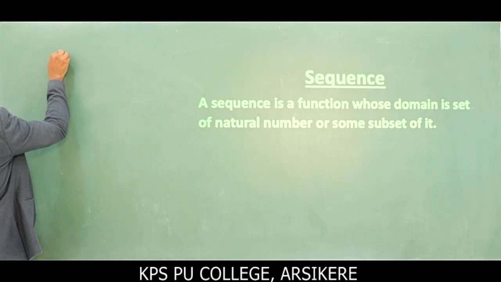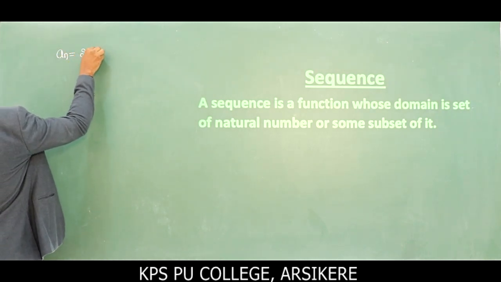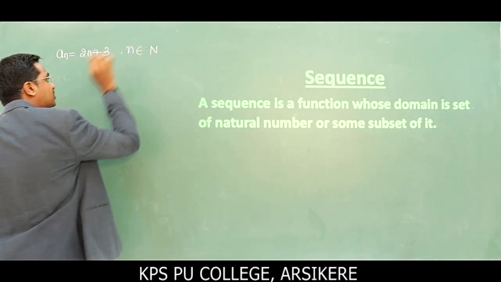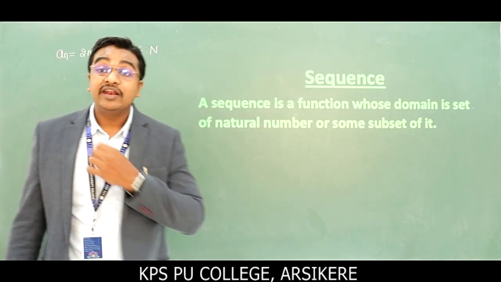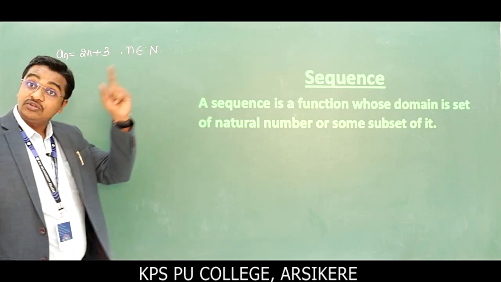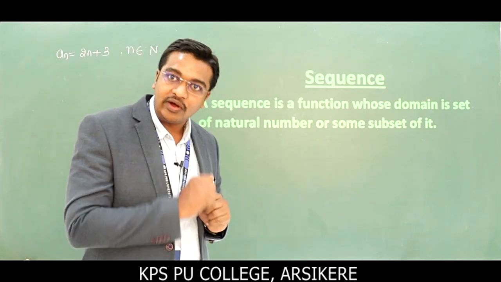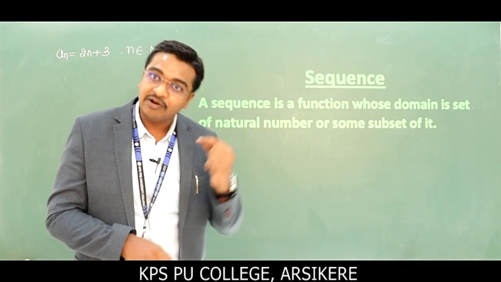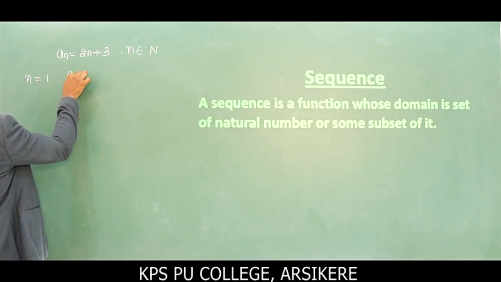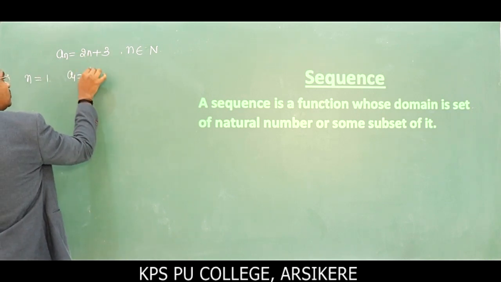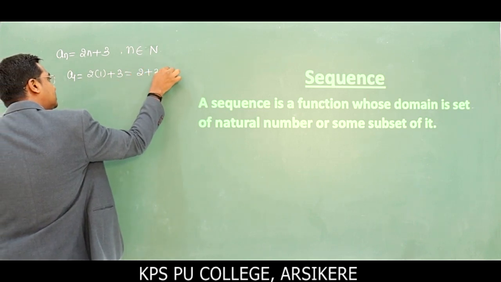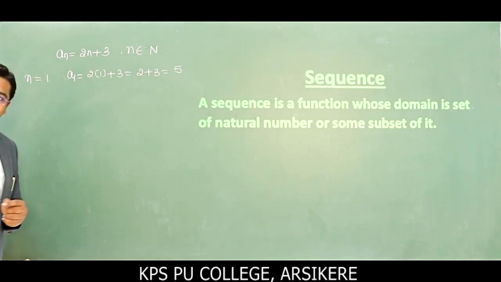Okay, so here observe the example, an is equal to 2n plus 3, where n belongs to the set of all natural numbers. The set of all natural numbers starts with 1. Put n is equal to 1, we get the first term, that is a1. When n is equal to 1, what do we get? a1 is equal to, substituting n is equal to 1, 2 into 1 plus 3, we are left with 2 plus 3 is equal to 5. So 5 is the first term.